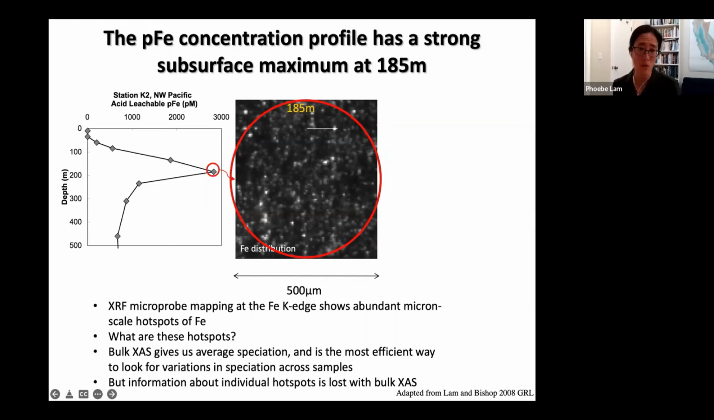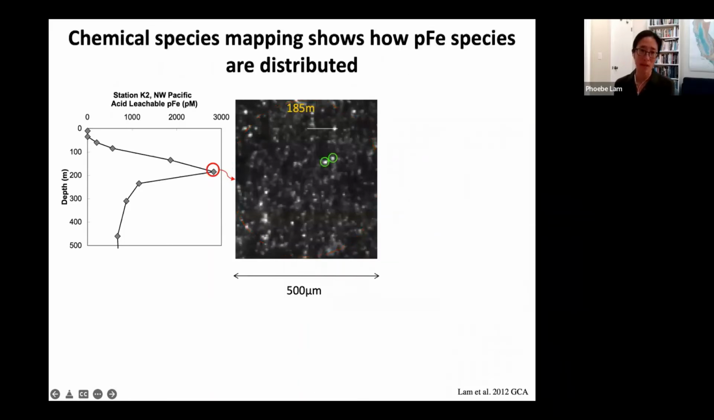But then, of course, if you do a bulk XAS, then you miss all of the detail, and you don't know whether this dot is the same as that dot, for example. Maybe that's important, maybe it's not, but you lose that information. So if you want to know whether those two dots are the same, you can do XANES on those individual dots, and that's great. Now you know that this dot is different than that dot, but what about all the other dots? What is the most representative dot to look at?